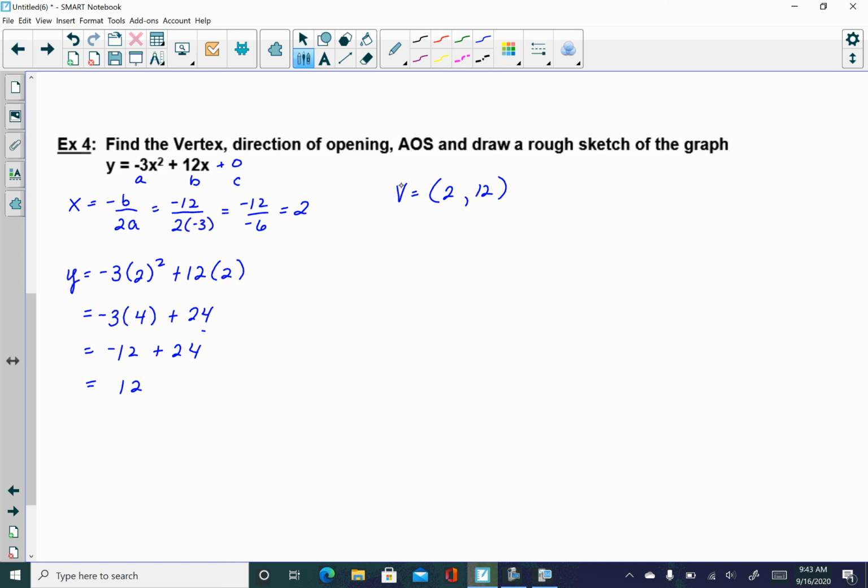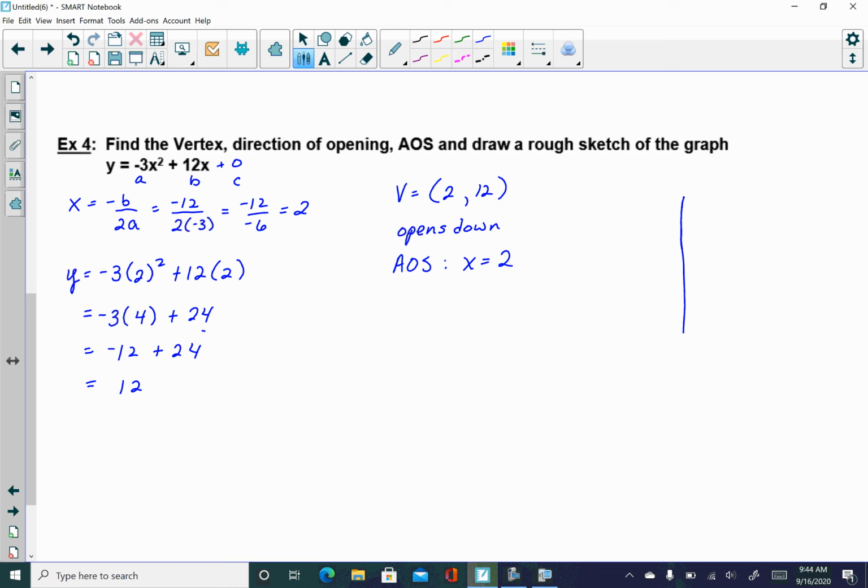Look now to figure out which way it opens. The a value is negative, so it opens down. And then we need our axis of symmetry. Axis of symmetry: x equals the x value of the vertex, x equals 2.